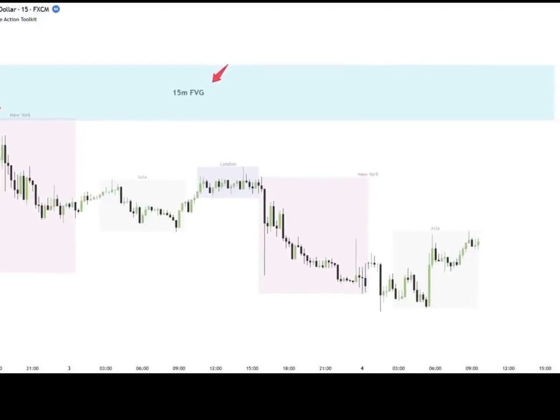That means all the conditions are met. So now the next step is simple. We wait for the price to sweep the New York high, tap into the higher time frame fair value gap, and then reject back below the range.